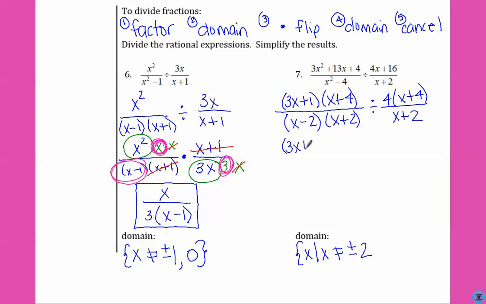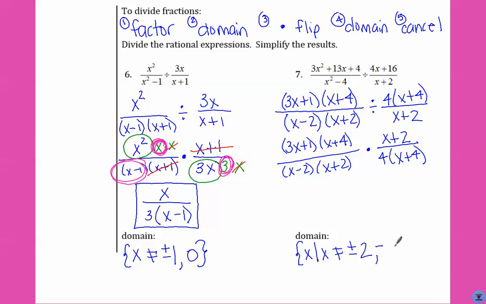Then we're going to rewrite our first fraction. Change to multiplication. Flip our second fraction. Because of our new denominator, we need to add that x cannot equal negative 4. And now let's cancel. X plus 4, x plus 4, x plus 2, x plus 2, and we're left with 3x plus 1 over 4 times x minus 2.